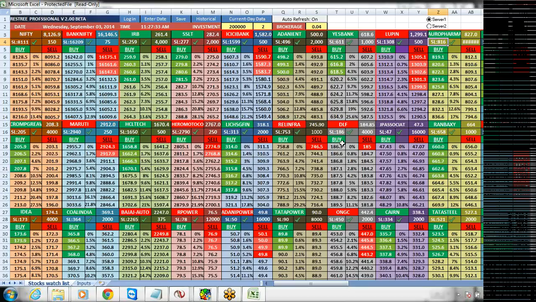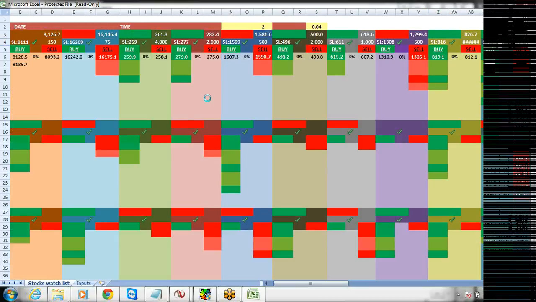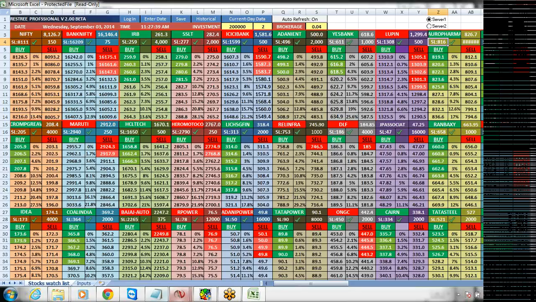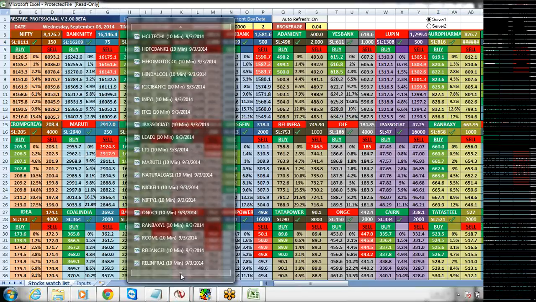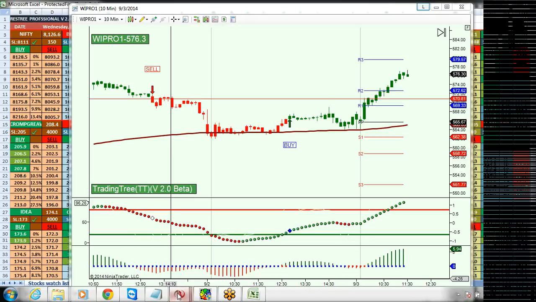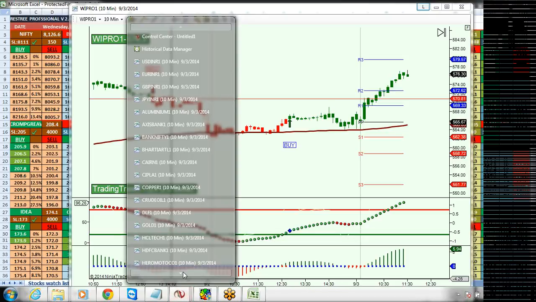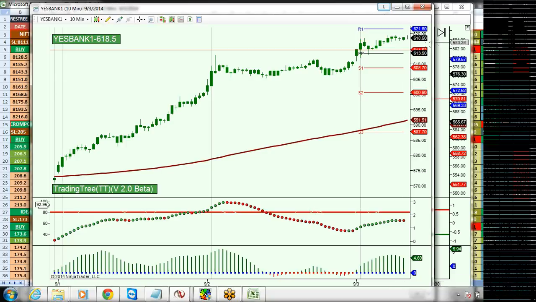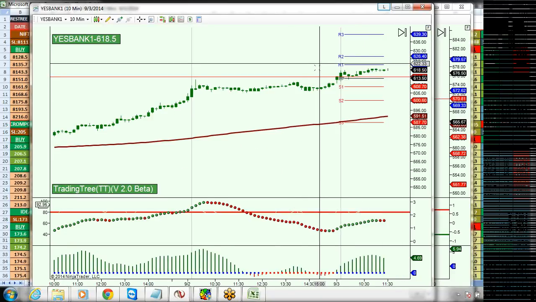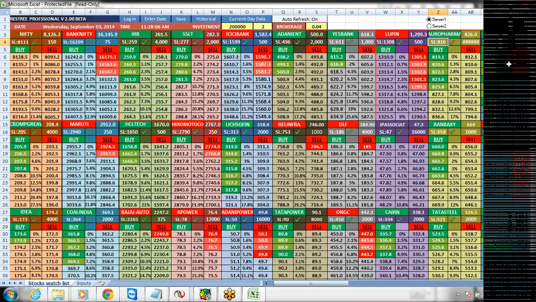In Godrej we have a buy call. It's a good call actually. Now Yes Bank is moving up. Let's see what will be its targets. So Yes Bank, I think we can still wait. It's just taking a breather. It should come up. Meanwhile, you can just see Wipro. We were talking about Wipro. It's 574.7 is the target 7. It can still make it.